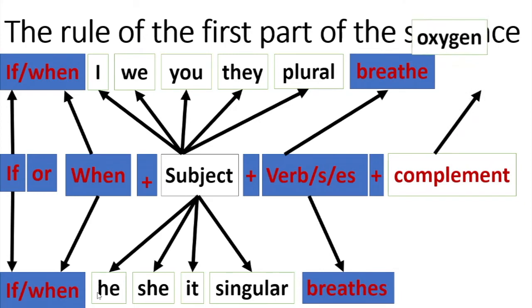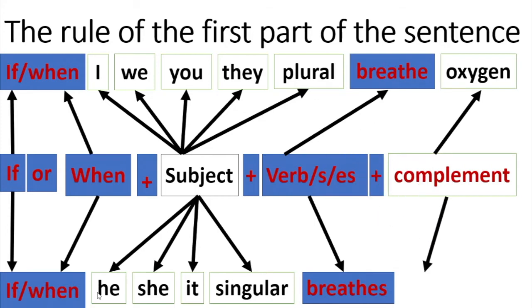The first part now plus the complement. Now let's move on. If we breathe oxygen, so this is the first part of the sentence. If he breathes oxygen, if they breathe oxygen, if she breathes oxygen, if you breathe oxygen, if it breathes oxygen. So this is the first part of the sentence that follows if or when. Now in the middle of the sentence there's a comma.